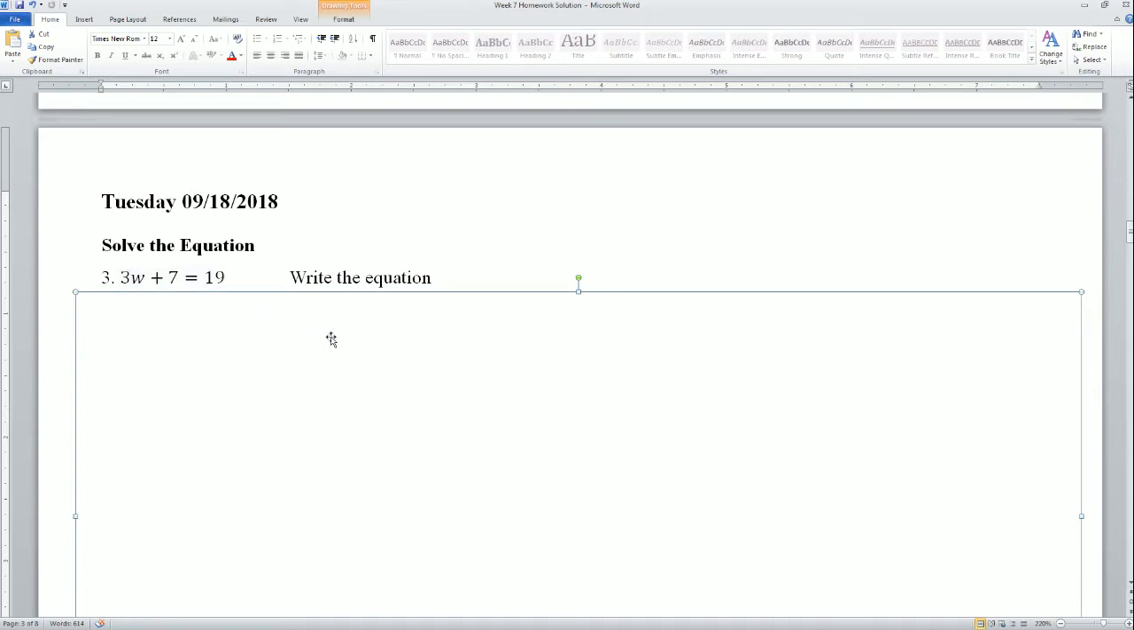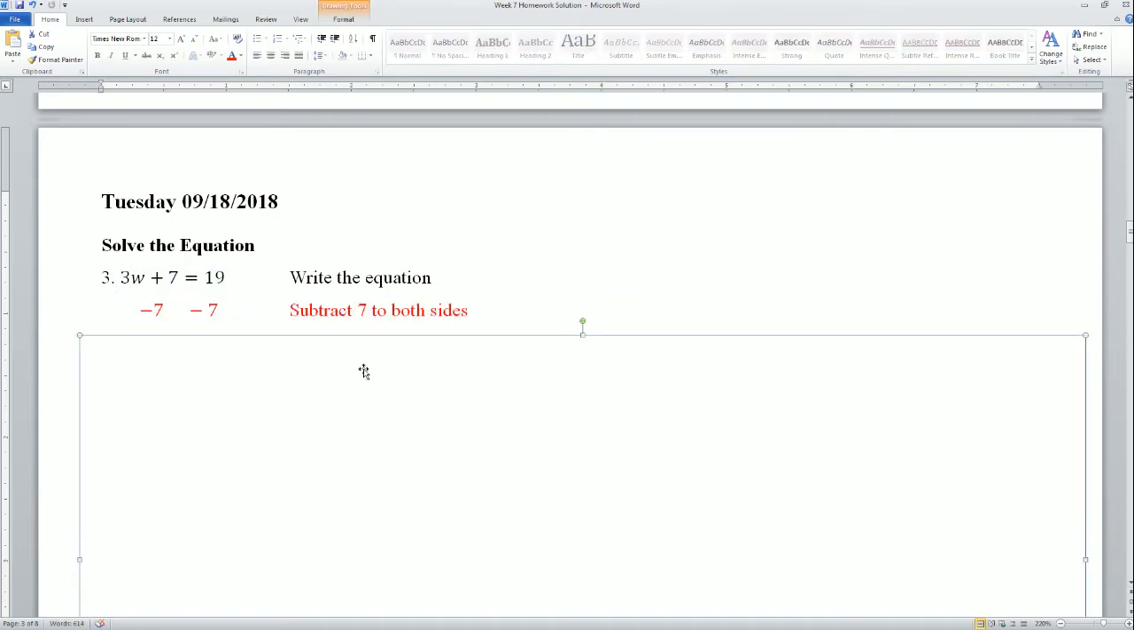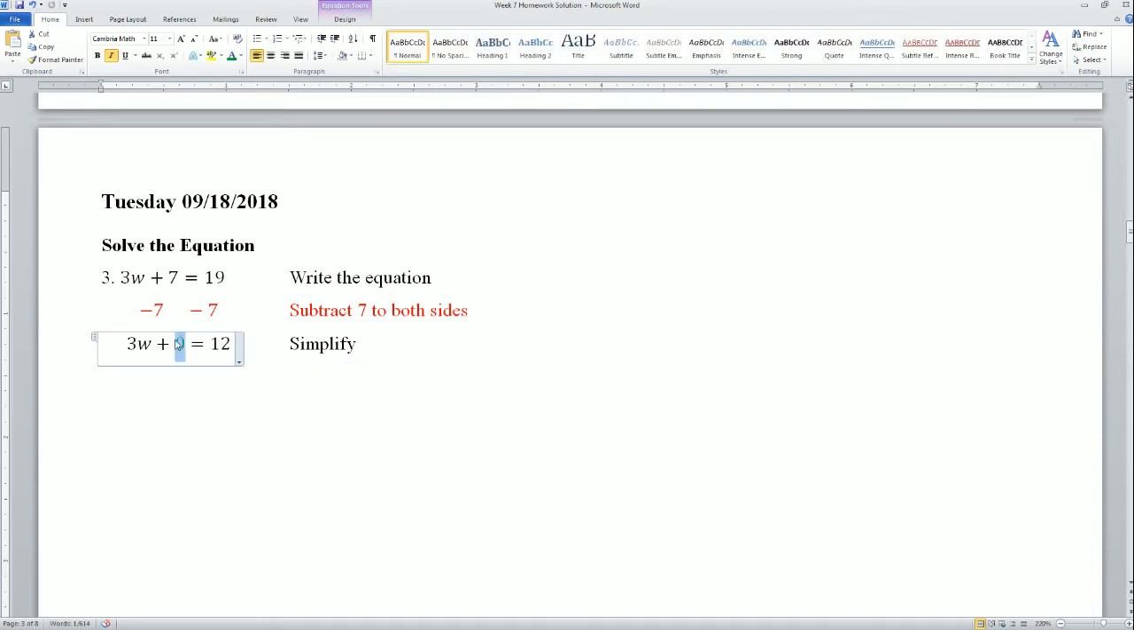We always write the equation as the first step. So here, we want to always get rid of the outside stuff first. We have 3w plus 7. The outside stuff is the plus 7. To do that, I subtract 7 to both sides. In that process, I make 0. 7 minus 7 gets me 0. On my right hand side, 19 subtract 7 gets me 12.